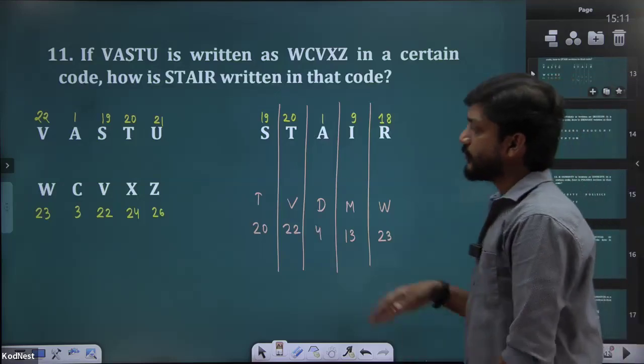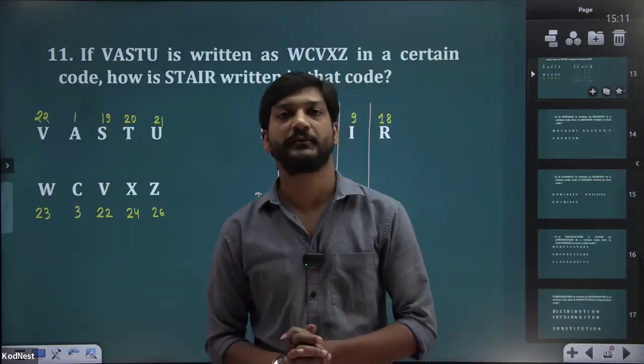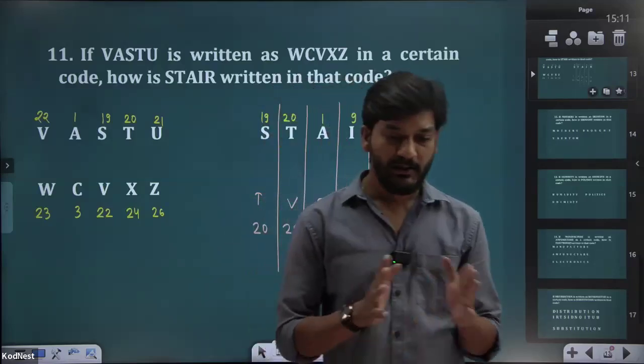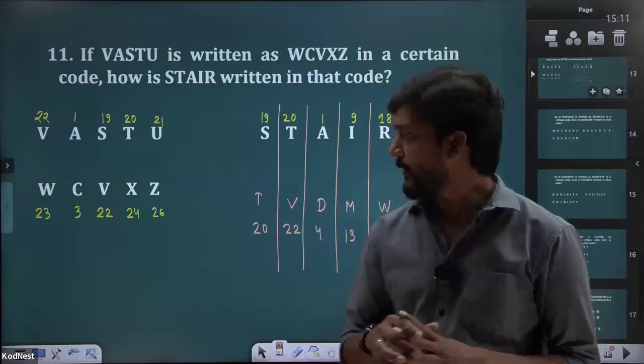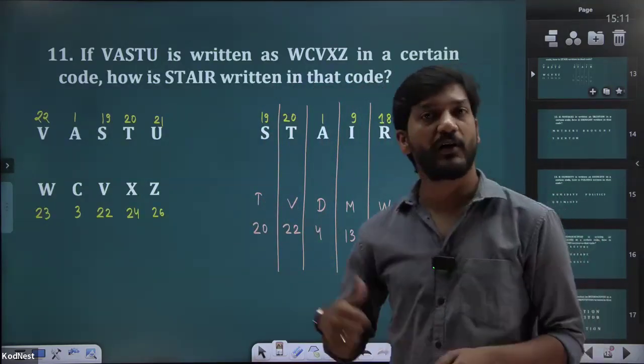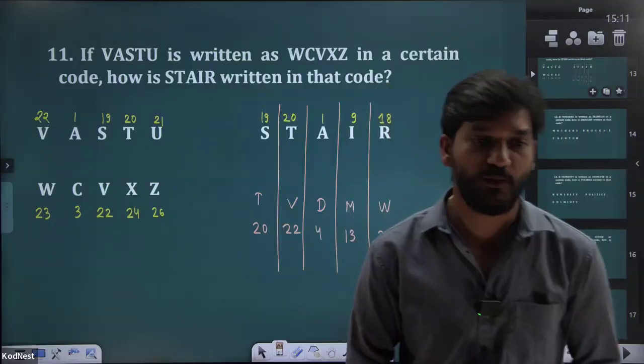All right. So this is one type of coding. The other types, with a little bit of change, will be there. So I will come back to this again.